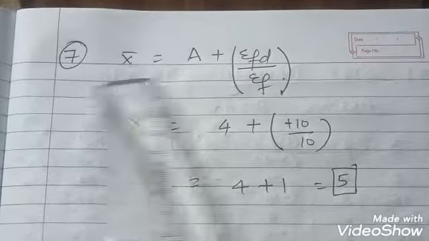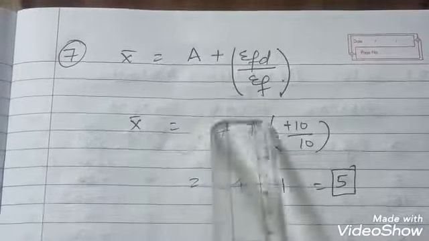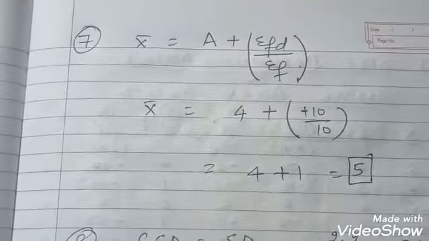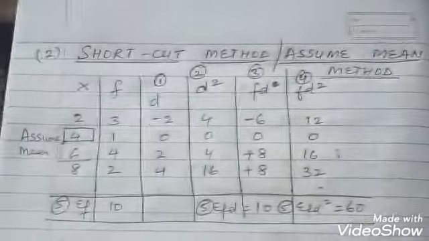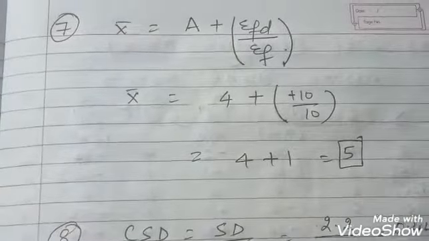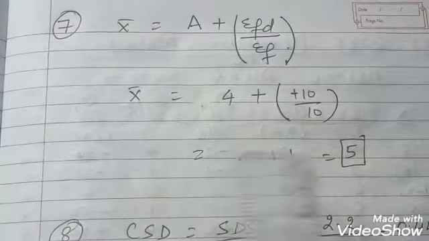How will you calculate the actual mean? x bar is equal to a plus sigma fd upon sigma f. Children, this is not difficult at all because a you already have, 4. If you look this side, it is 4. Sigma fd you also have, which is 10, and sigma f you also have, which is again 10. So when you post the values, your actual mean is 5.